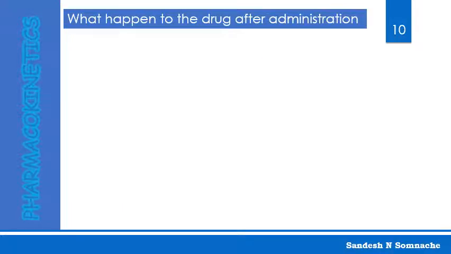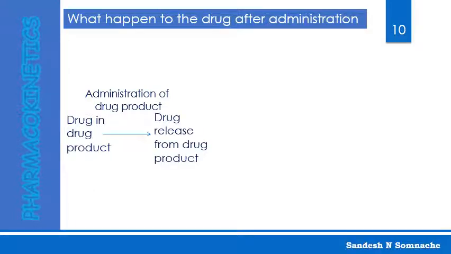Now, actually what happens after administration of a drug? Suppose a drug is there in a drug product. After administration, the drug is released from the drug product. Once it reaches the absorption site, it gets absorbed and reaches the systemic circulation. Absorption is a process of movement of unchanged drug from the site of application to the systemic circulation.